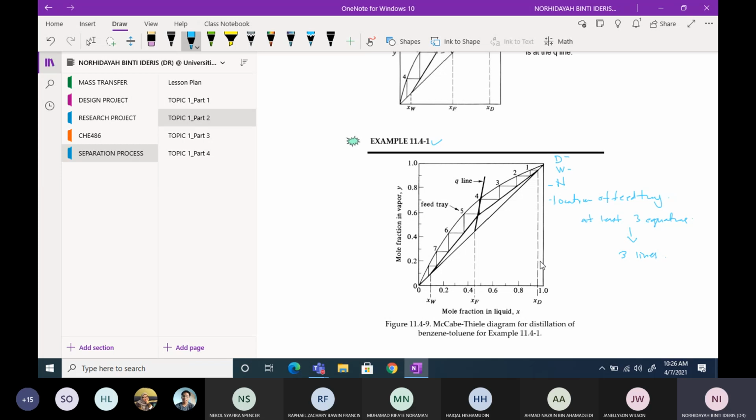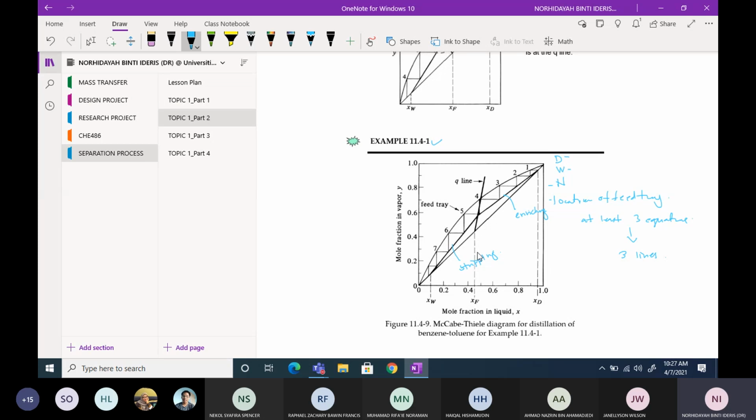Maybe I should mention here, the first one is the enriching line, which comes from the enriching equation. The bottom part is the stripping line, which comes from the stripping equation. And also you need to have this Q line. Once you have these 3 lines from 3 different equations, only then can you calculate the number of stages and the location of your feed tray.